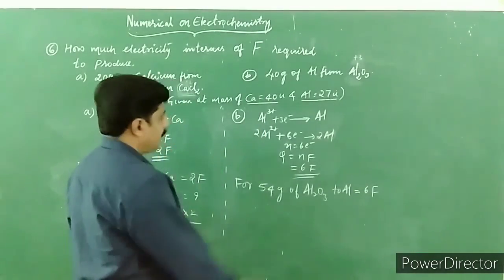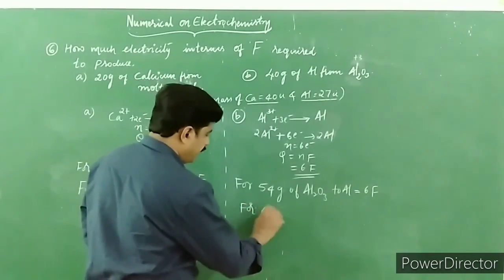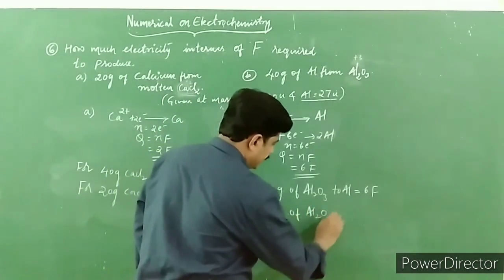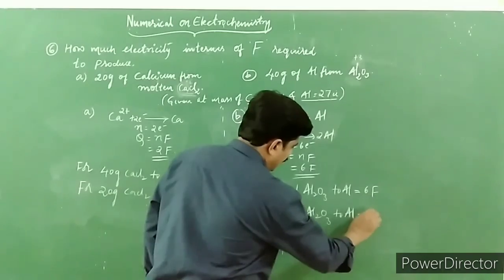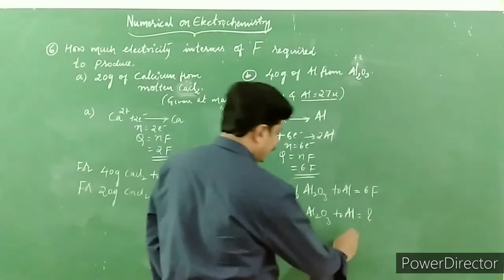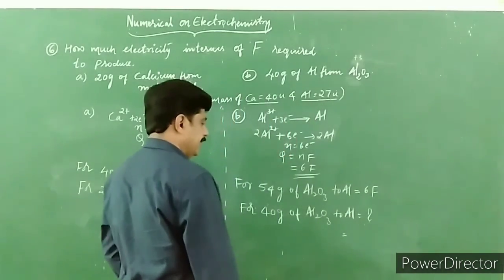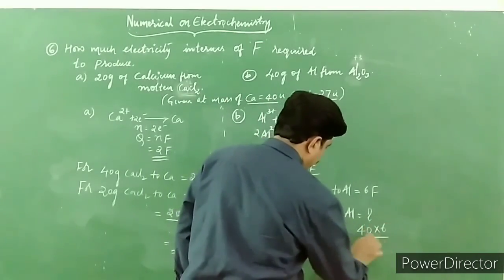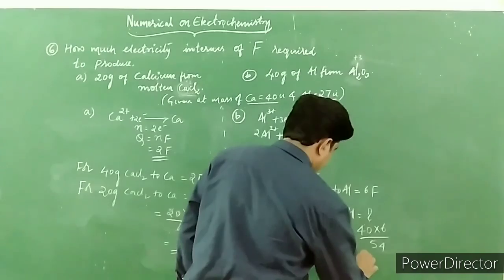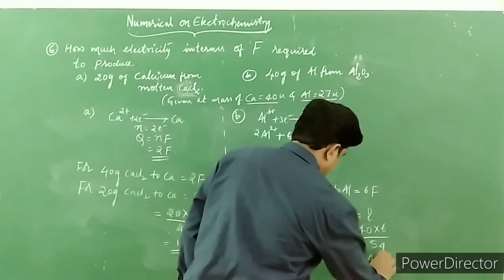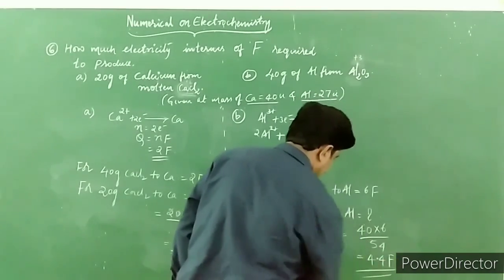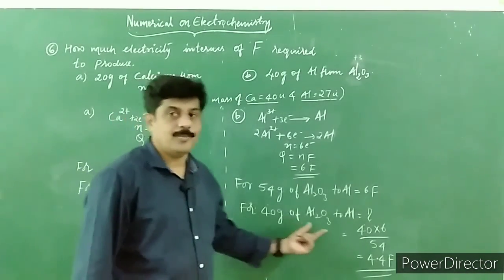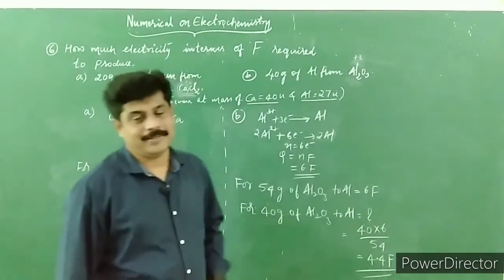In that case, for 40 grams of aluminium oxide to aluminium, how much? Children, you need to go for cross multiplication. In that case, 40 into 6 upon 54, you are going to get 4.4 Faradays of electricity required to convert 40 grams of aluminium oxide to aluminium.